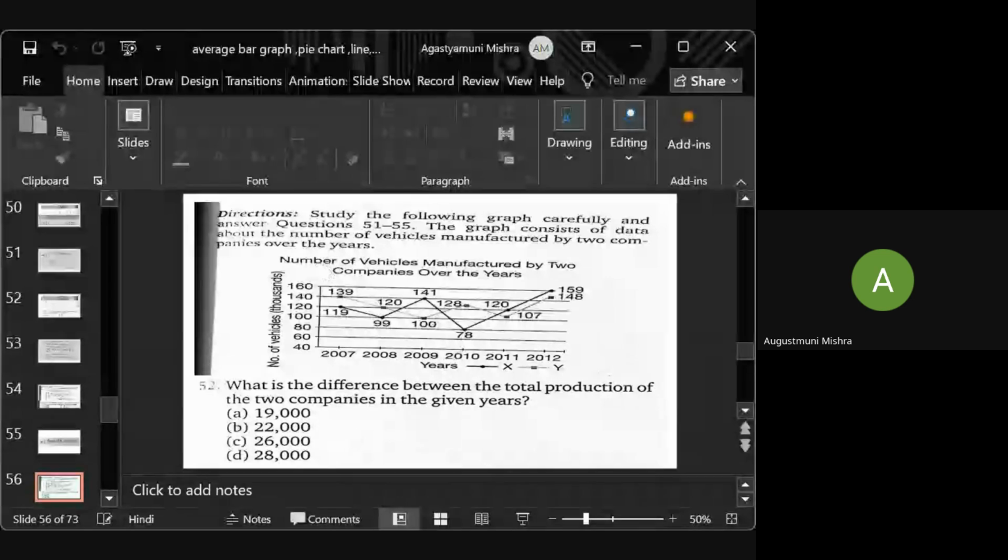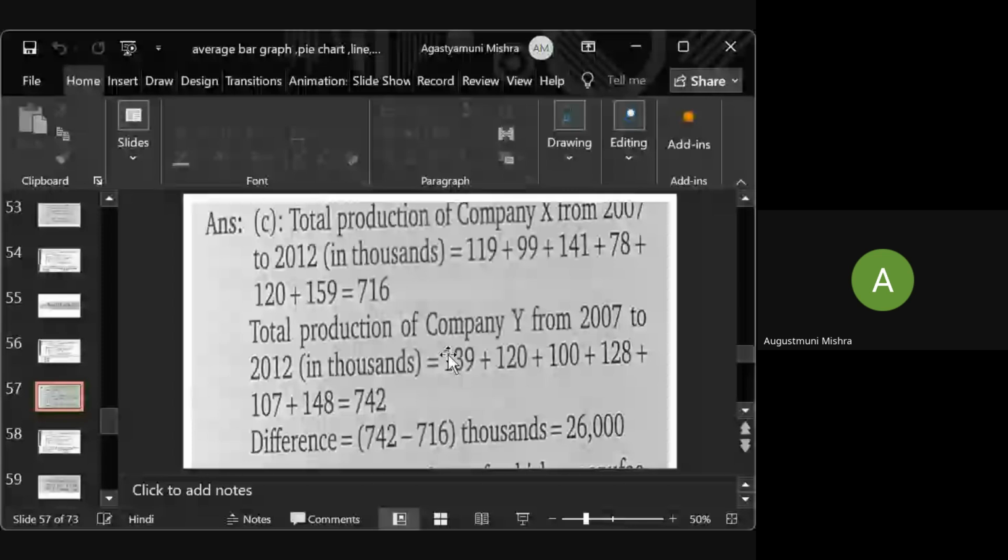Okay. So we have two responses, C and D. I'm going to change the slide. So the correct answer is C. You can just match your solution. The correct answer is C.